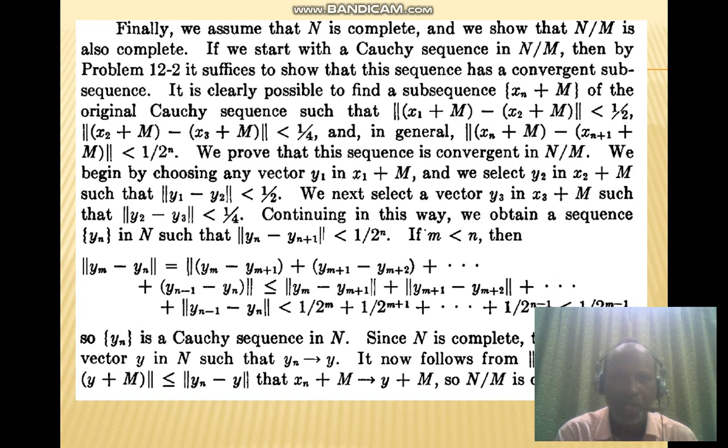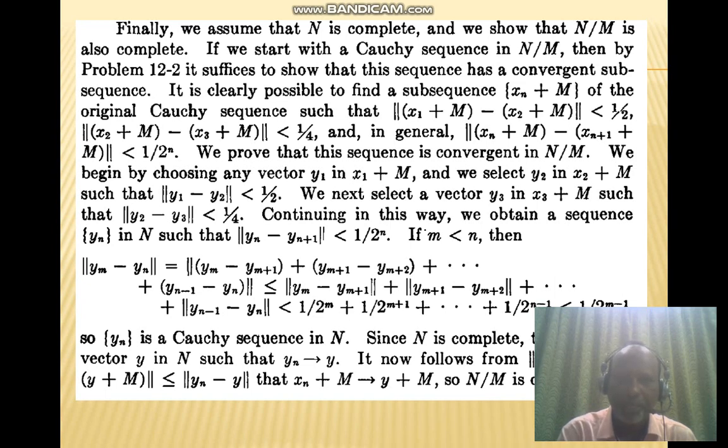So take a Cauchy sequence in N by M and take it as xn plus M, and by the property we assume norm of x1 plus M minus x2 plus M to be strictly less than 1 by 2. Similarly, norm of x2 plus M minus x3 plus M is strictly less than 1 by 2 square, and in general norm of xn plus M minus xn plus 1 plus M is strictly less than 1 by 2 power n. And we prove that this sequence is convergent in N by M.